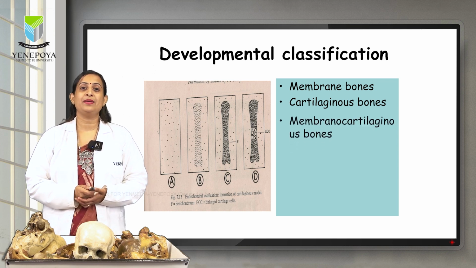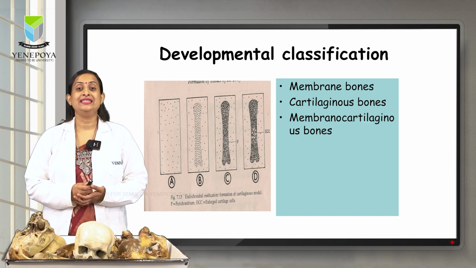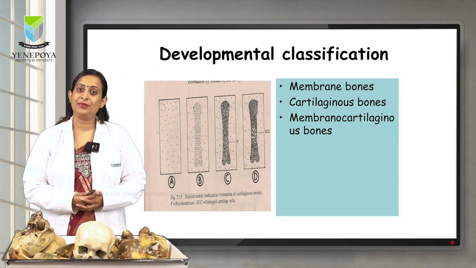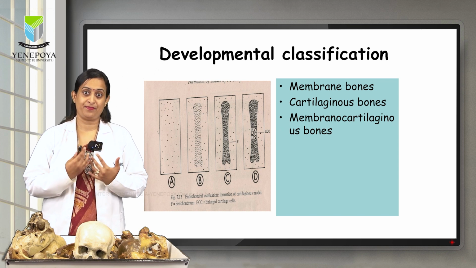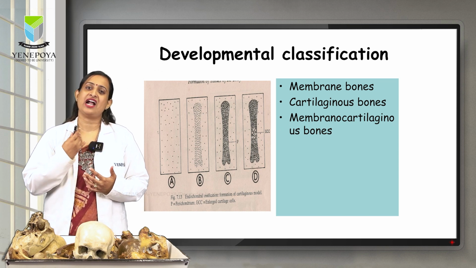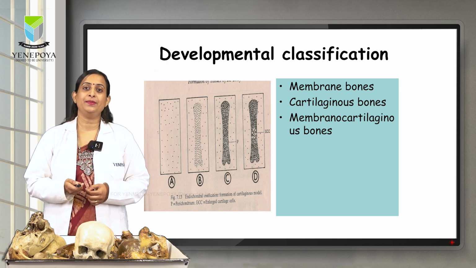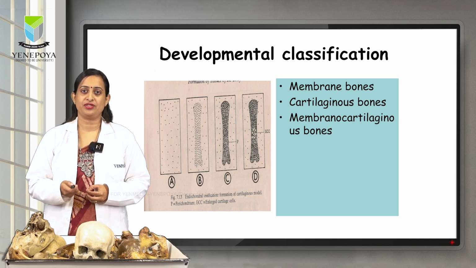Then the third example is the membrano-cartilaginous bone. They are partly developed from the membrane and the cartilage. The best example we can give for this is the ribs. They will have a sternal end, a cartilaginous end, as well as a membranous end. So that is the best example for membrano-cartilaginous bones.